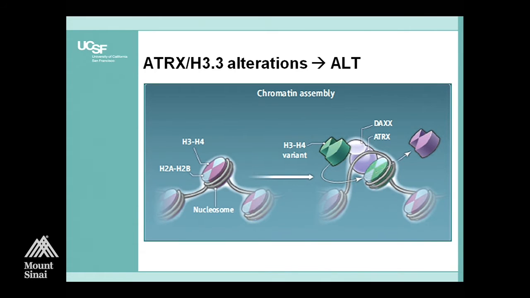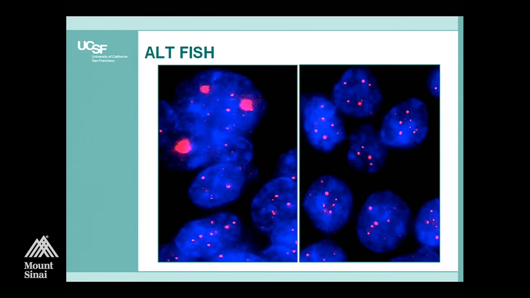The less common way in general in cancer, but maybe about 10% of cancers use this, is the alternative lengthening of telomeres. And at least in the diffuse gliomas, it's nearly always a mutation of a single gene that's involved in chromatin remodeling called ATRX. So here is one way that we can look for it.